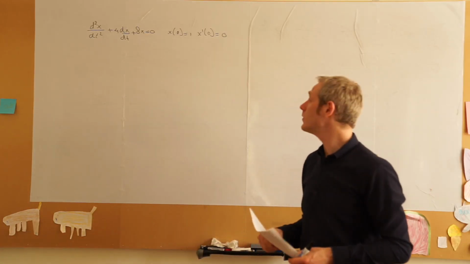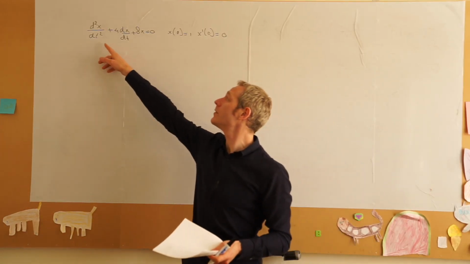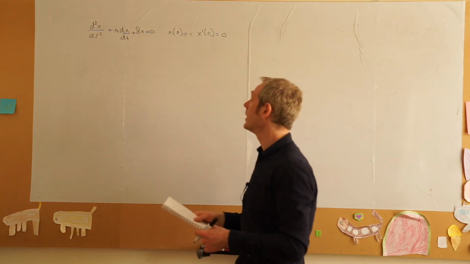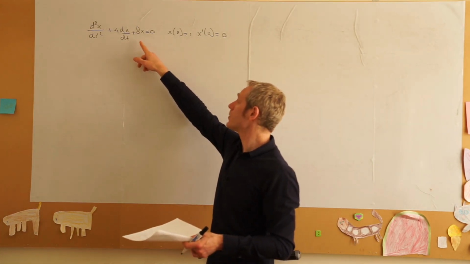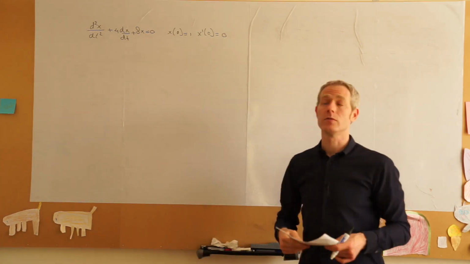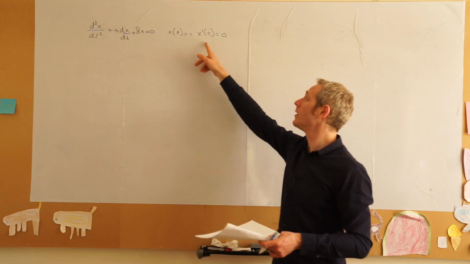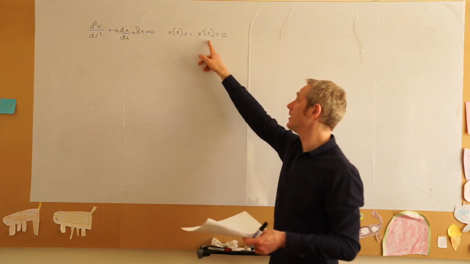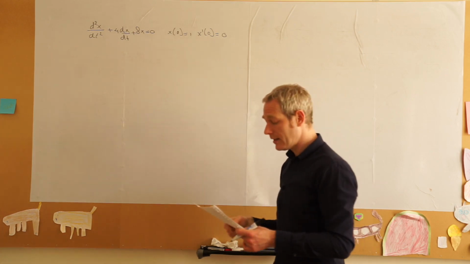Alright, the final example where we have the second derivative of x with respect to t plus 4 times the first derivative of x with respect to t plus 8x is 0, and we have our initial conditions where only x0 is 1 and x prime of 0, so the first derivative of x at 0, is equal to 0.